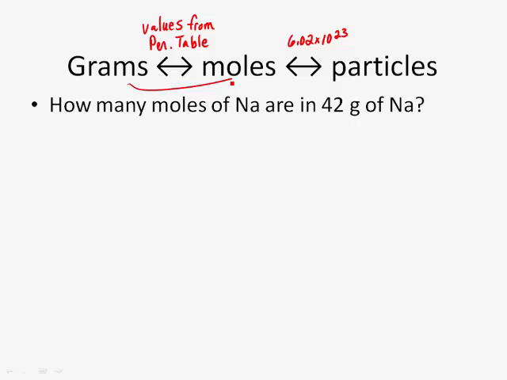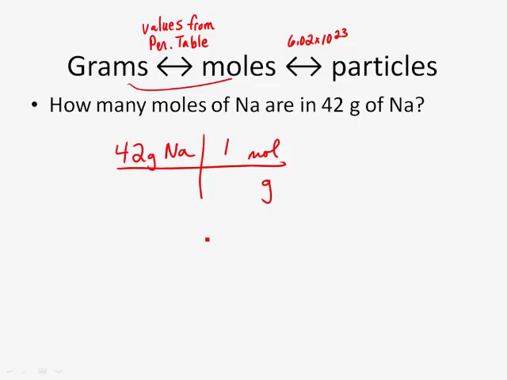That means our factor label is just going to have one step in it. So we're going to lay out 42 grams of sodium. Okay, now what's our conversion factor? Well, we know we need grams on the bottom because we want it to cancel. Grams to moles. And our conversion factor is on the periodic table.